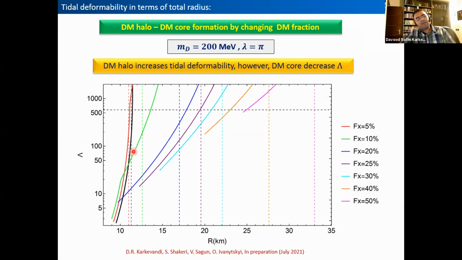And then when we have a DM halo, we see an increase in tidal deformability, and we see a change of the pattern of the tidal deformability in terms of radius of the object. And I should emphasize that in all our plots, the radius of the object is the outermost radius. In fact, for the DM halo case it is RD, which is the dark matter halo radius. And in the case of DM core, it is RB, which is related to the baryonic matter radius.